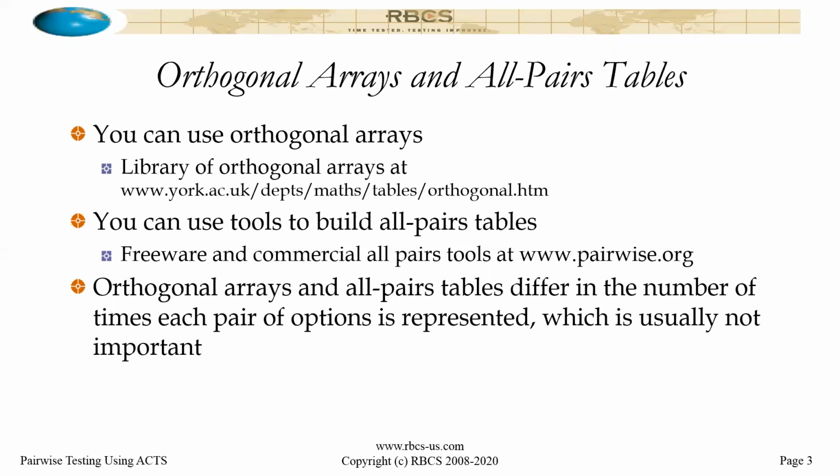There's also a tool out there called PICT, which is available to download off of GitHub. I've used that one as well, and it's also a fairly useful tool. There are some theoretical differences with regard to an orthogonal array solution versus an all pairs table solution. As a general rule, when you're doing the kind of testing that we're going to look at here, that won't matter.